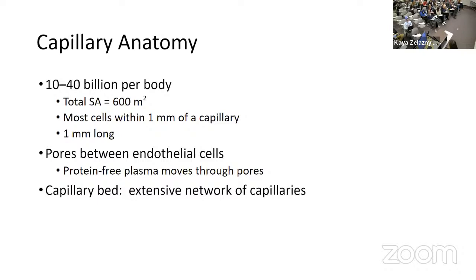Most cells are within a millimeter of a capillary. They're all very short also. A capillary is about a millimeter long.